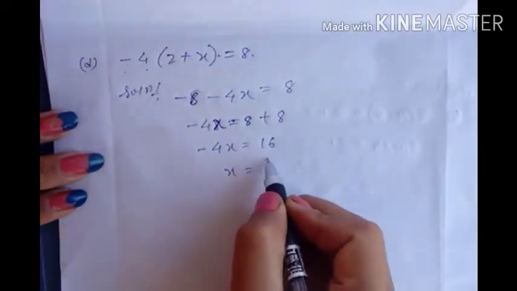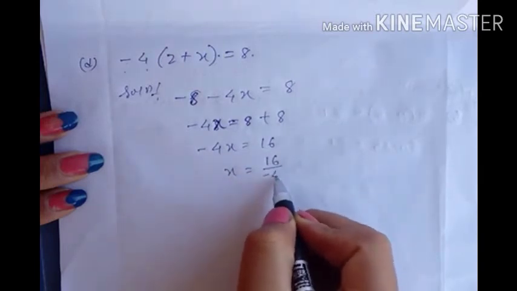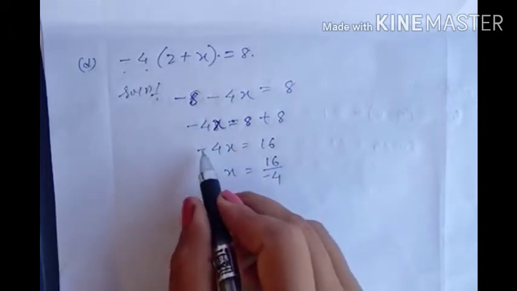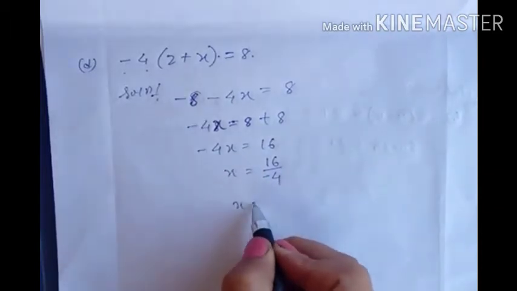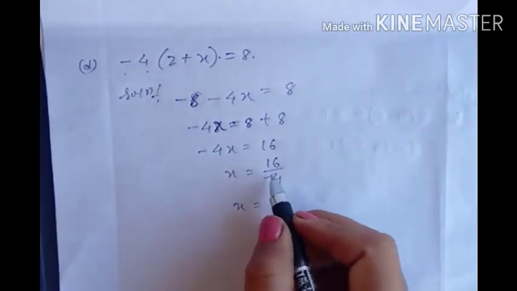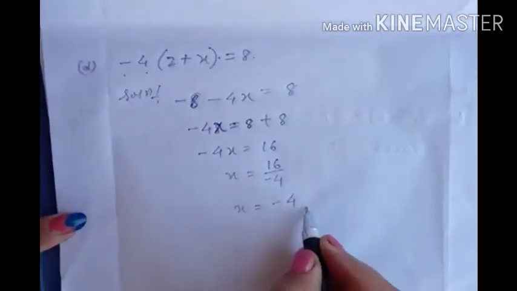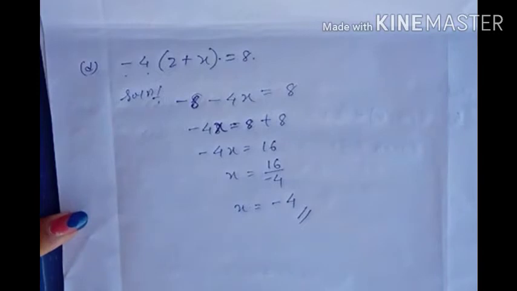Now x equal to 16, and this minus will come here. Here it is multiply, so it will become divide, isn't it? But this minus will also come with this. So x equal to 16 divided by minus 4, you will get minus 4. So 16 divided by minus 4 is how much? Minus 4. So x equal to minus 4. So this is your question D solution.